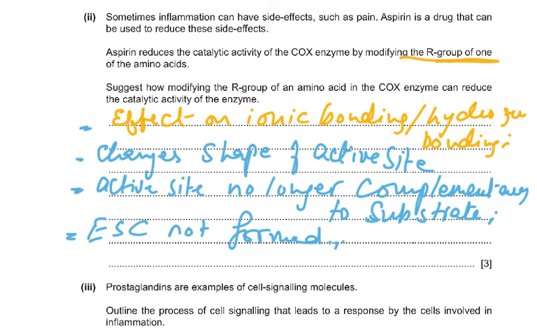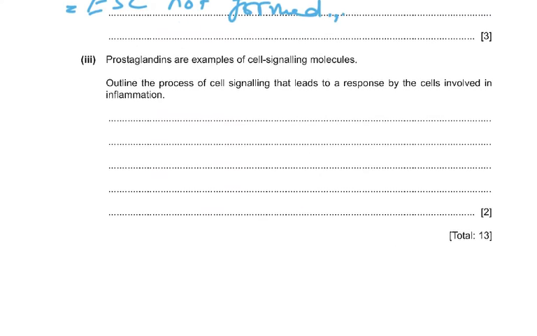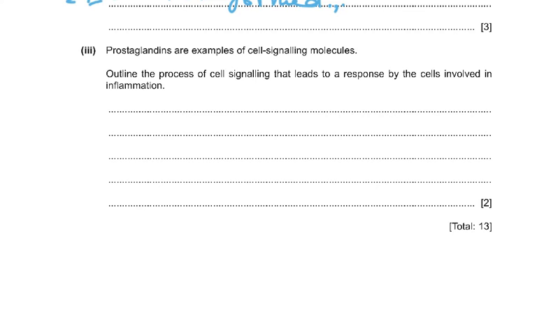In wording it, you could say it will affect the ionic bonding or the hydrogen bonding, or even talk of the hydrophobic interactions with the other R groups. So it will change the shape of the active site. The active site will no longer be complementary to the substrate, and the enzyme substrate complex will not be formed. Any three of these, I'm not saying all four were needed, any three of these and it'd be fine. Then coming to the last part of the question, the long 13 marks question.